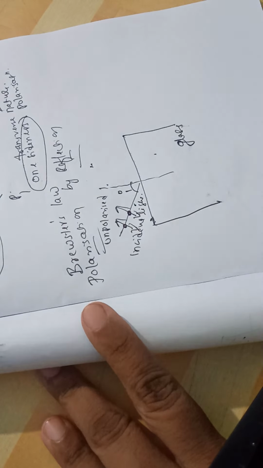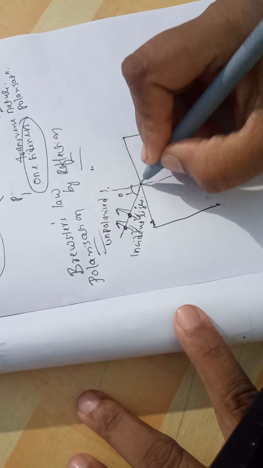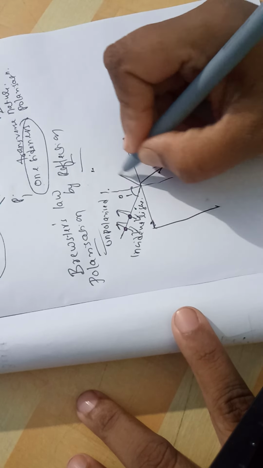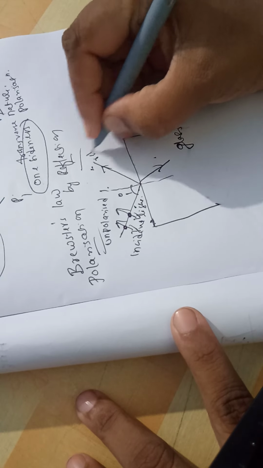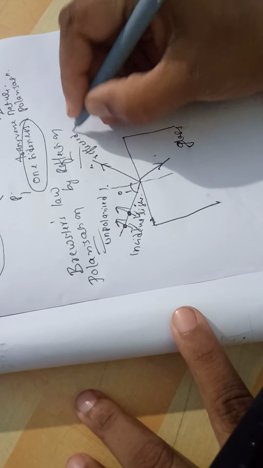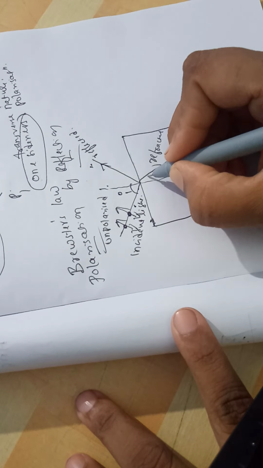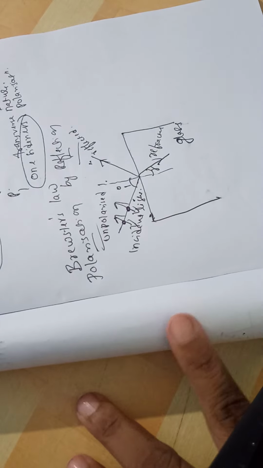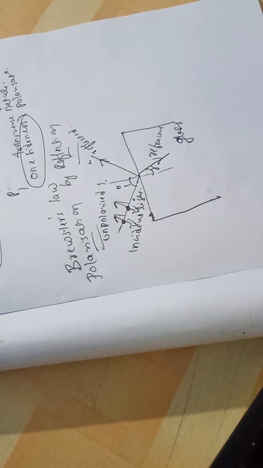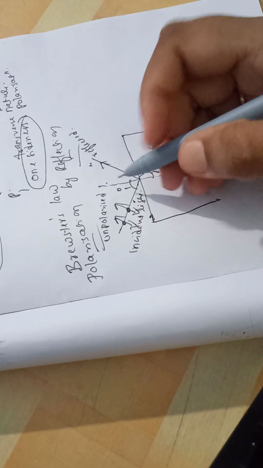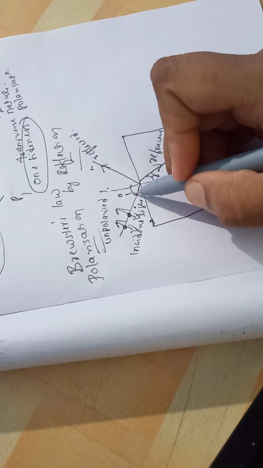Incident light, right? As per light properties, partially it refracts, partially it reflects. This is the reflected light and this is the refracted light. Angle of refraction, let it be R, is the angle between the refracted ray and the normal drawn. Now Brewster started changing the angle of incidence.